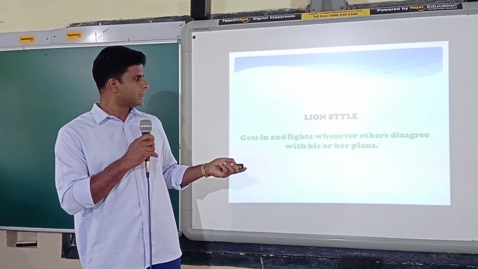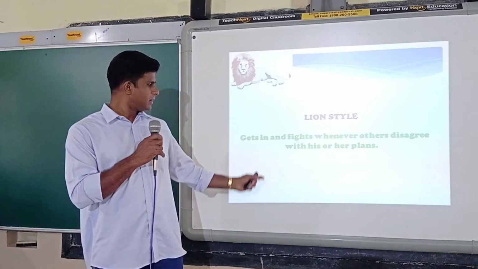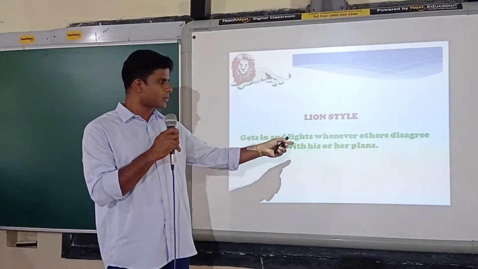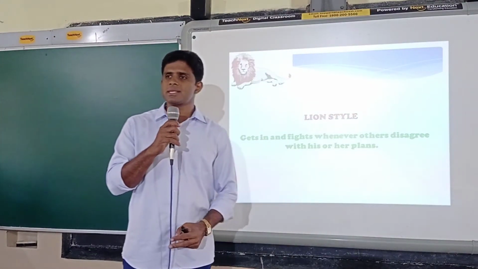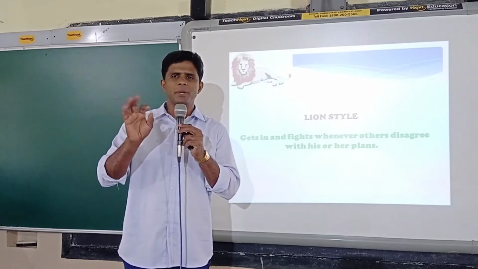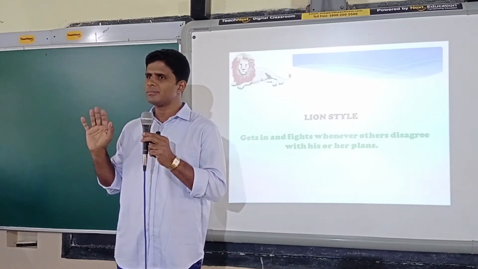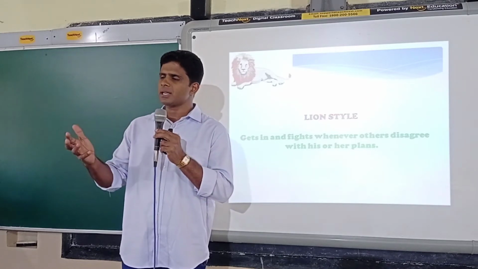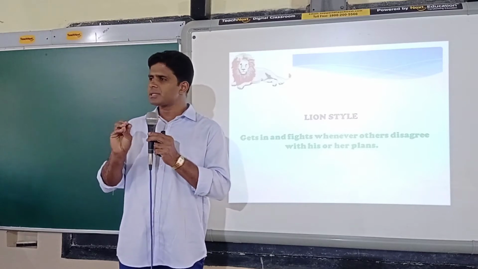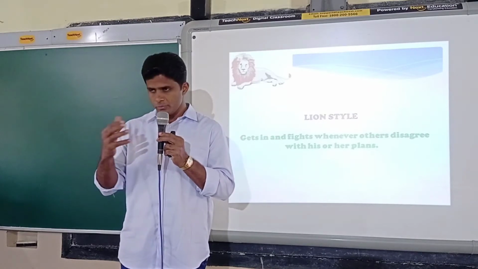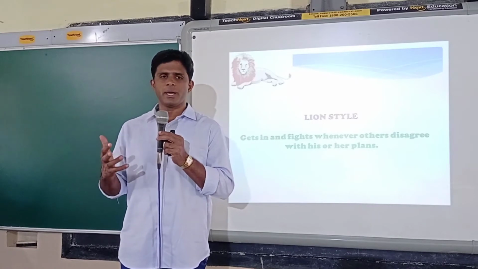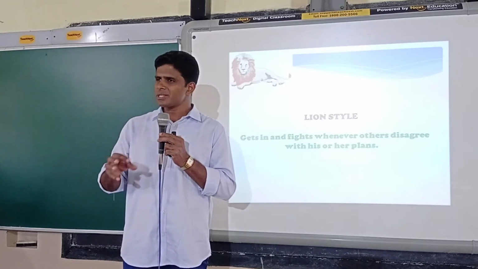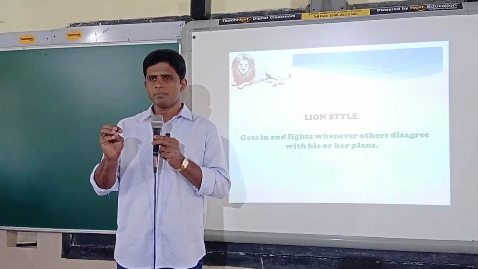Then the third one is lion style. The characteristic of these people is that they get into fights and conflicts whenever others disagree with their plans. If everybody is agreeing with them, there is no problem. But if someone challenges or expresses a view that is contrary to their position, immediately they will get into a fight. Verbal fight, even physical fights, it can turn to. Because lions never give up, they will fight. These kinds of people are there. They are never ready to give up.